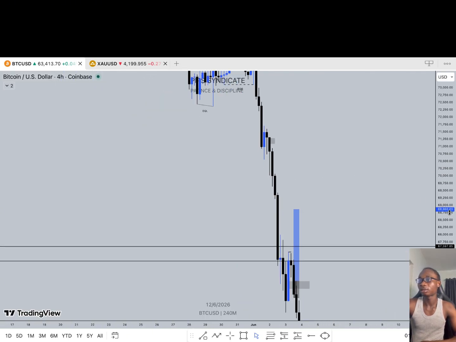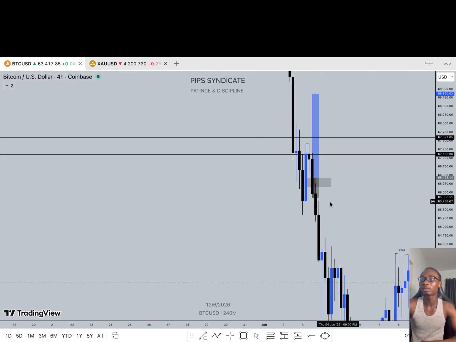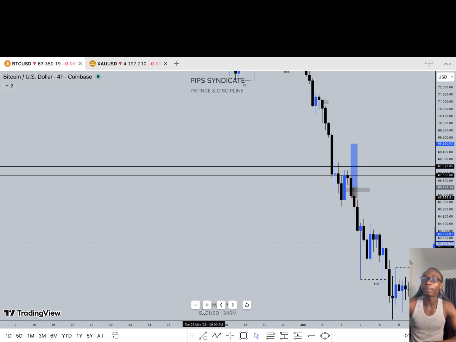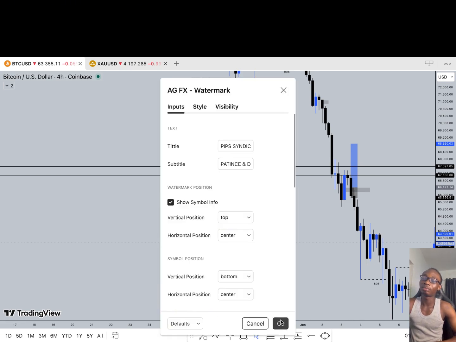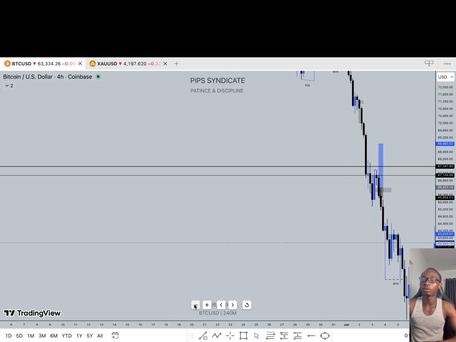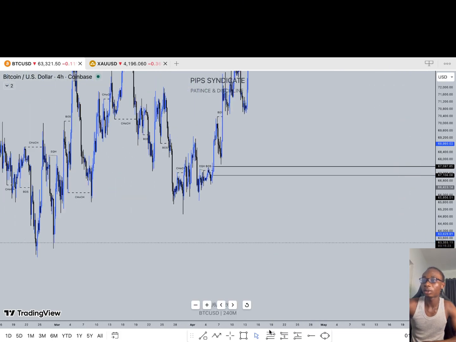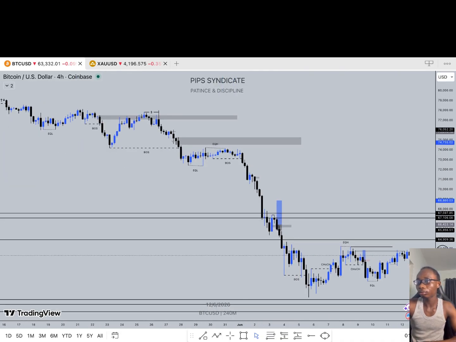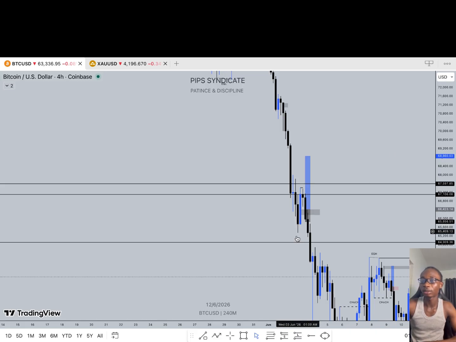What we can see here is that price came here and took out this week's low. You can see wicks here, and after we got this, price took out this low, and also this last level here. Price took it out at this level, which was what I was looking for.